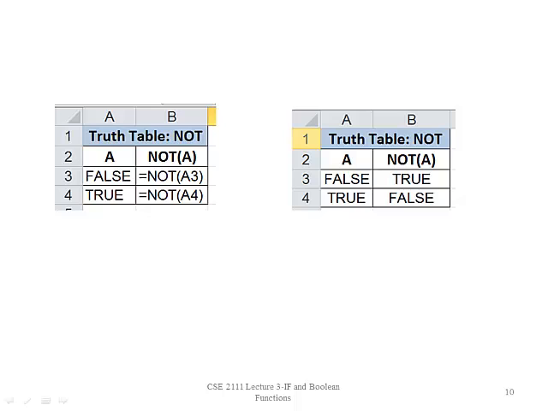The truth table for the NOT function: if you have equals NOT(A), and A is false, it's going to display a true. If you have equals NOT(A4) in cell A4, and cell A4 is true, it's going to display a false.